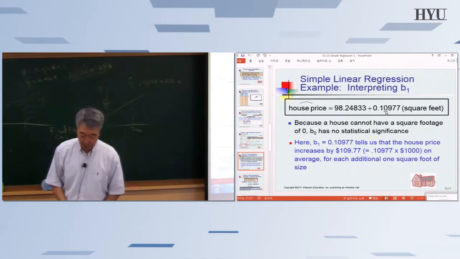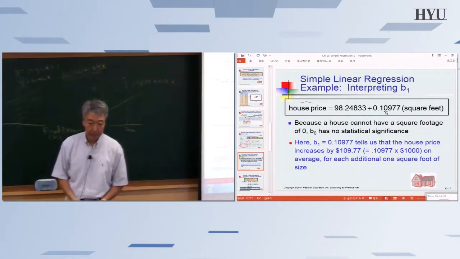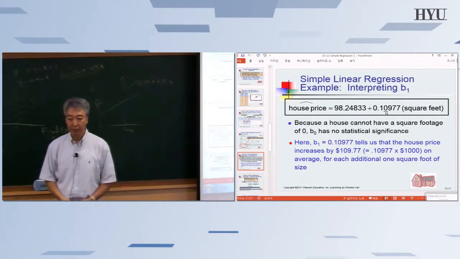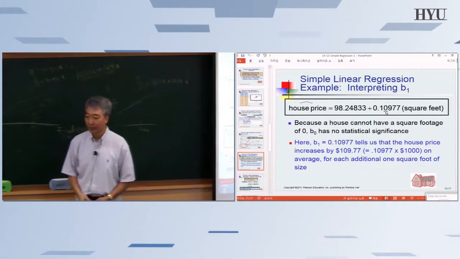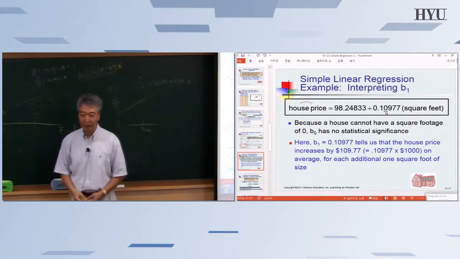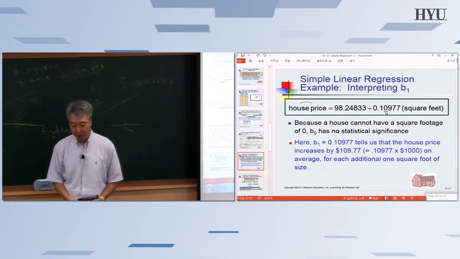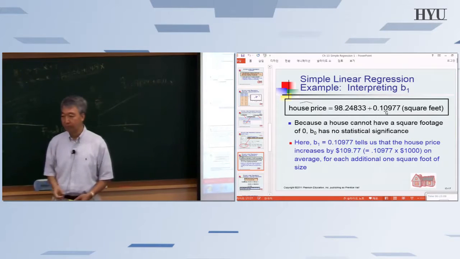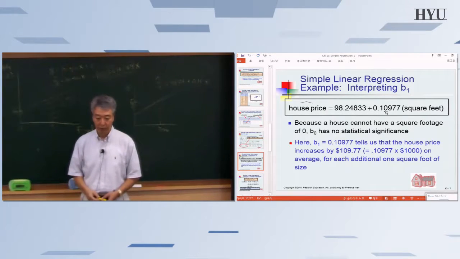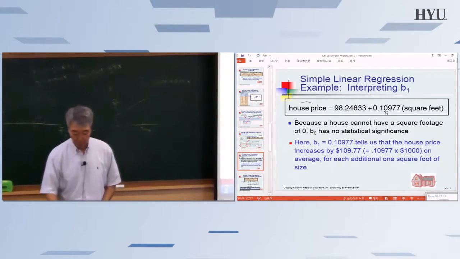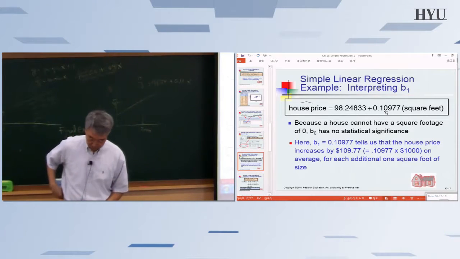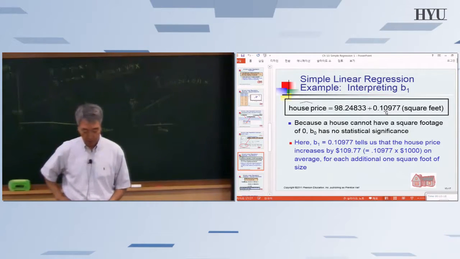What about B1, the slope? That we bother a lot. We first try to interpret the meaning of the slope, and then we put it to the test to see whether this is a reliable estimate, okay? Because that slope basically tells us the relationship. Well, here we have 0.10977 as the estimated slope. And what is the meaning of that slope?